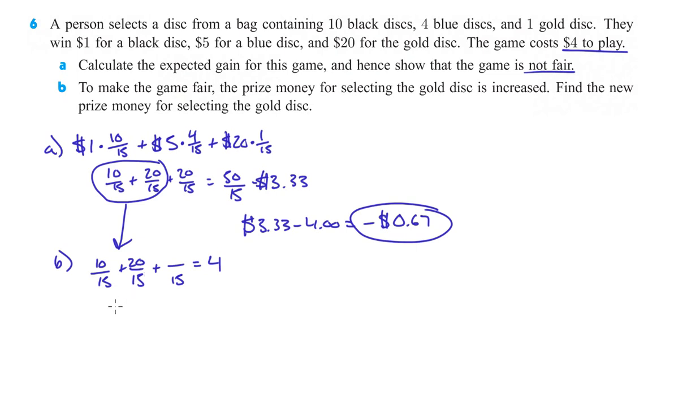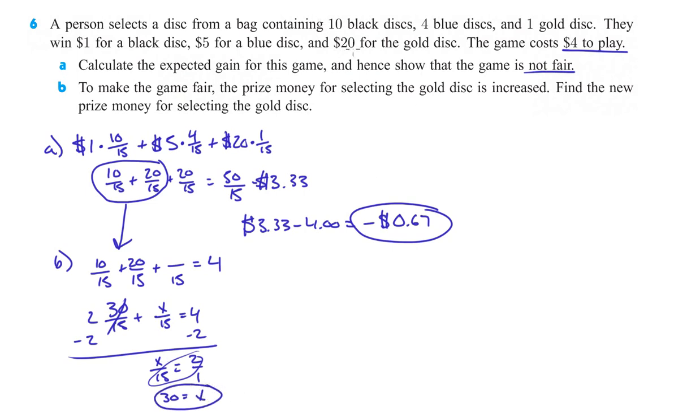So let's do this. 10/15ths plus 20/15ths is 30/15ths plus x over 15 equals 4. This is simply 2, right? So we subtract 2 from both sides, and we get x over 15 has to equal 4 minus 2, which is 2. We can just do cross products here. 2 times 15 is 30. 1 times x is x. So we have to increase that prize up to $30 so that it makes it a fair game.